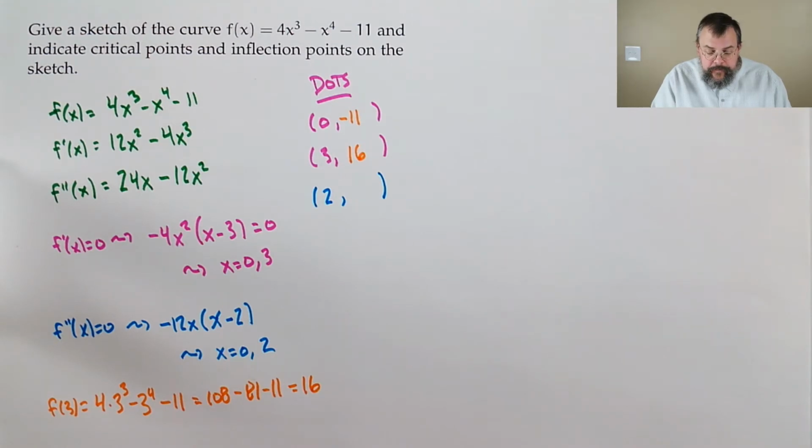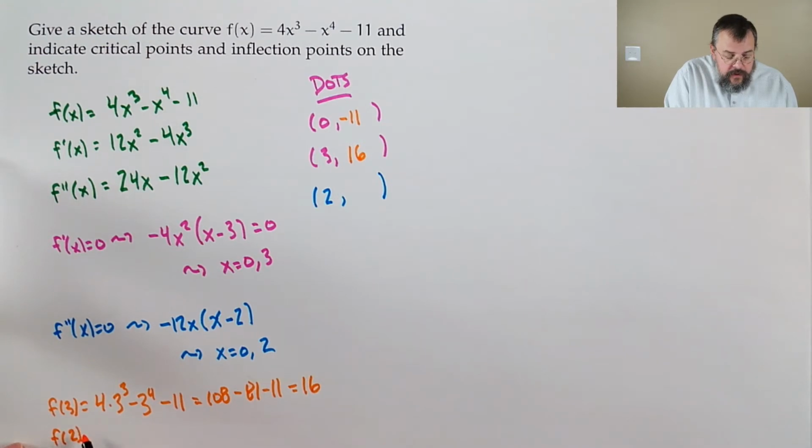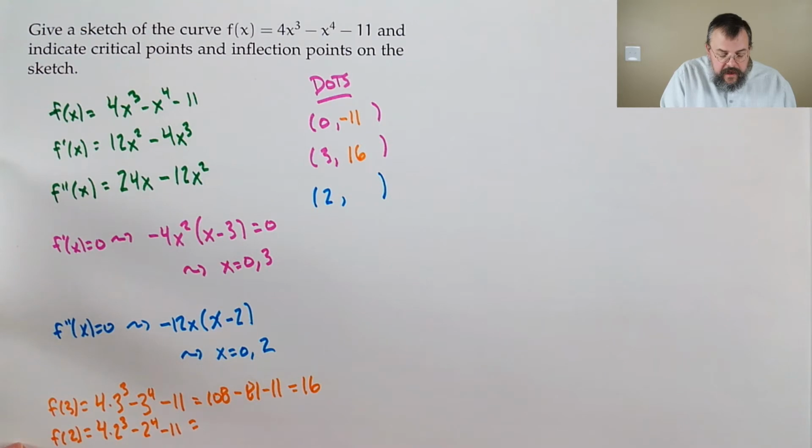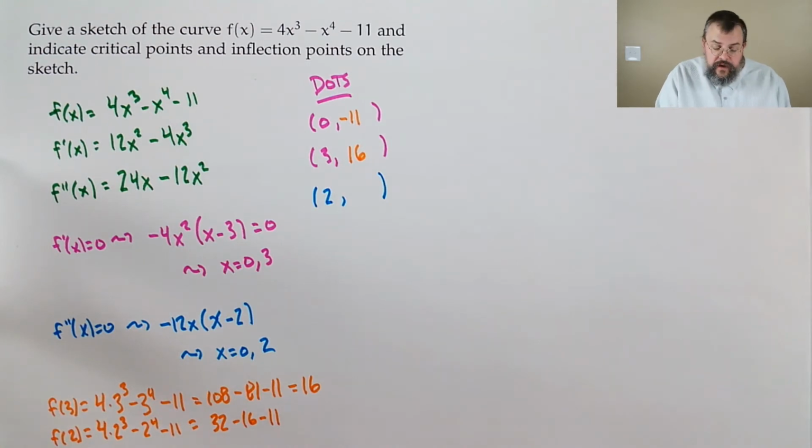Okay. Now, how about 2? Well, f at 2. What is that? 4 times 2 cubed minus 2 to the 4th minus 11. Well, that's 4 times 8, 32, minus 16, minus 11. Oh, okay, 32 minus 27 is 5. All right, good. Okay, well, now we know our points. So what do we do next?